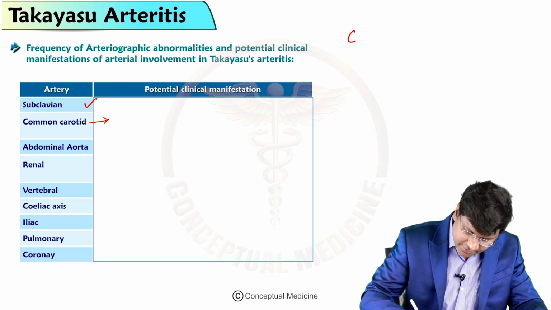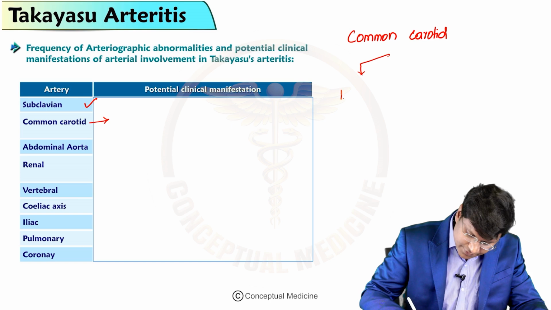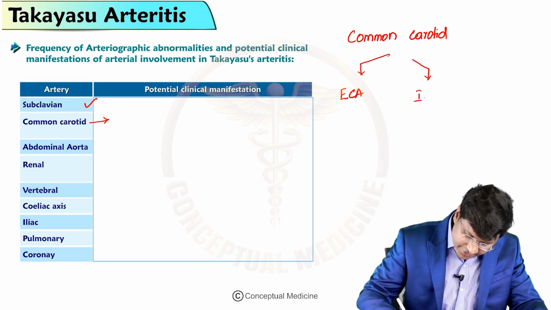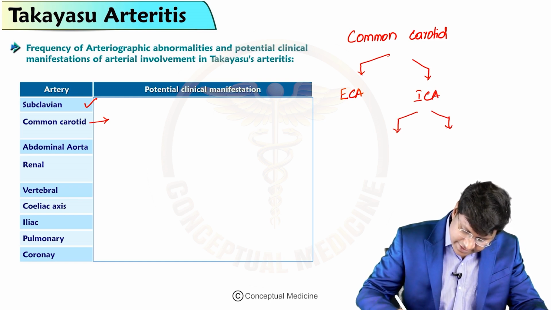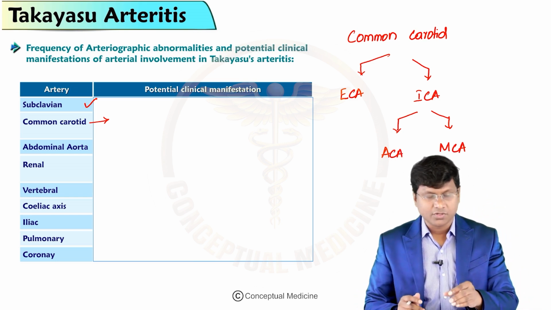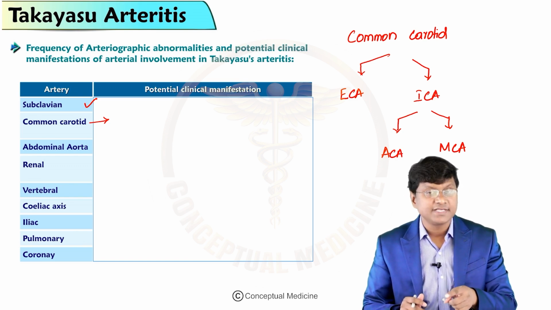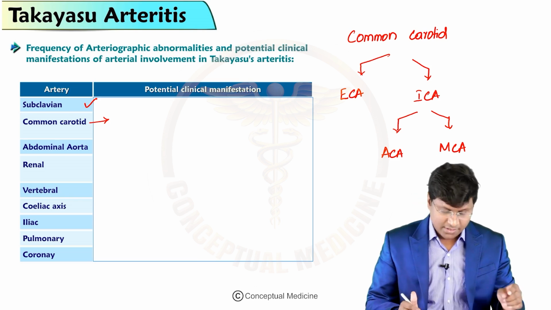So if you take the branches of the common carotid artery, it divides into external carotid artery and then internal carotid artery. And the terminal branches of the internal carotid artery, if you see, are the anterior cerebral artery and the middle cerebral artery. So your common carotid artery is giving the anterior circulation to the brain, and if there is inflammation in the common carotid artery, what will happen?